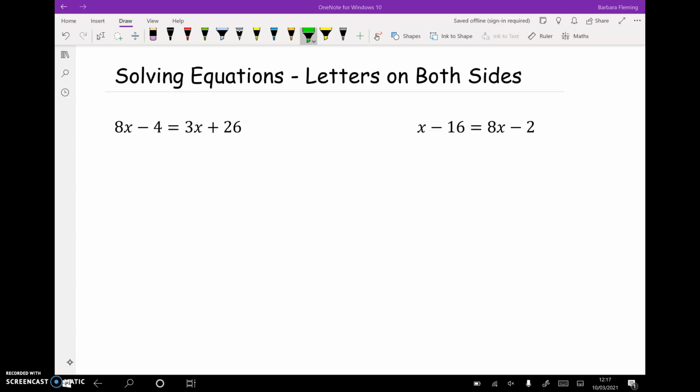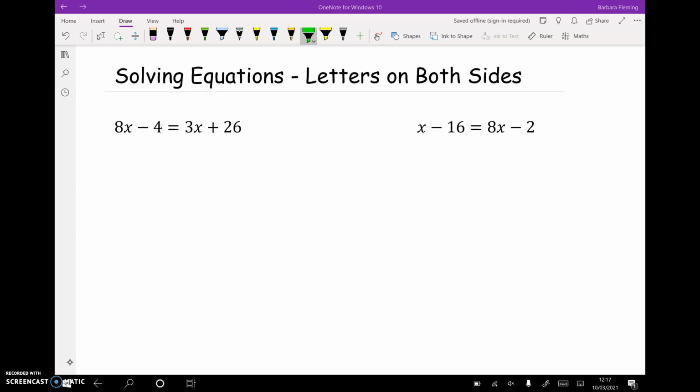So this first equation, we've got 8x take away 4 equals 3x plus 26. Now, whenever I do this, I tend to look for the smallest amount of x's or letters. The reason I look for the smallest amount is to try and avoid having a negative in front of the letter. So this just avoids that if you look for the smallest amount.